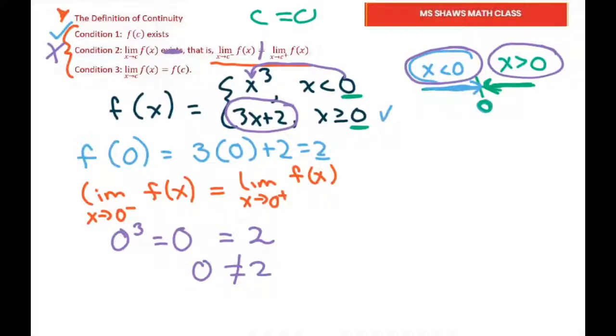That means the graph on the right is approaching 2 right here, but the graph on the left-hand side is approaching 0. That means there's something, and I don't know what the graph looks like yet. We're going to graph it. That means that it's not continuous, and that's what we're going to show next.